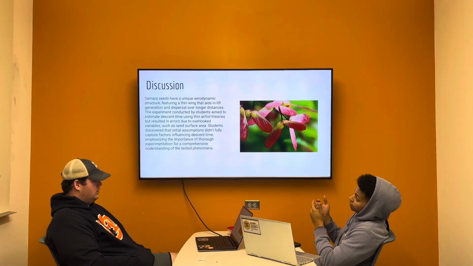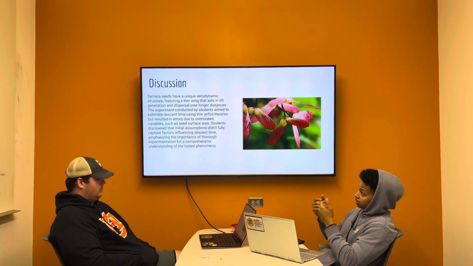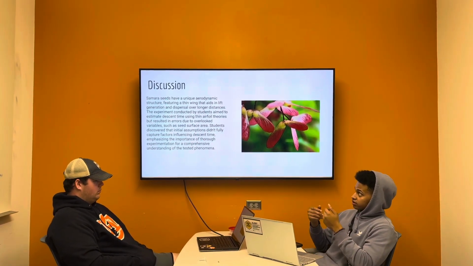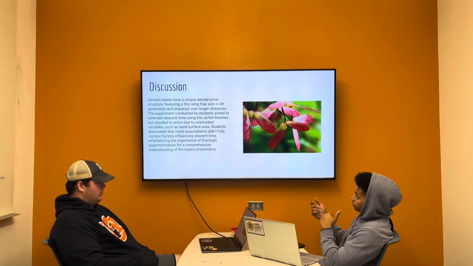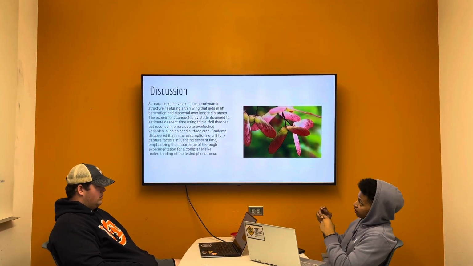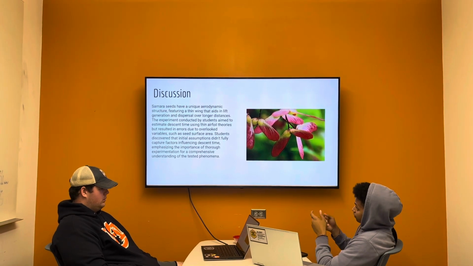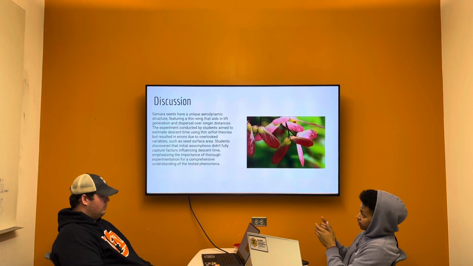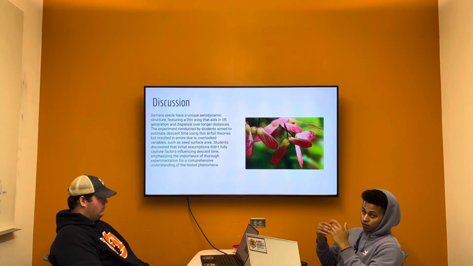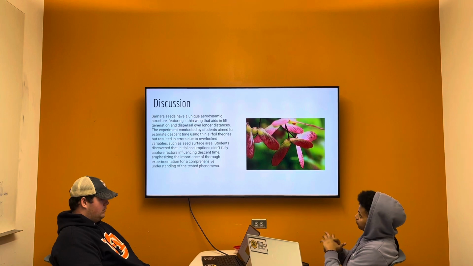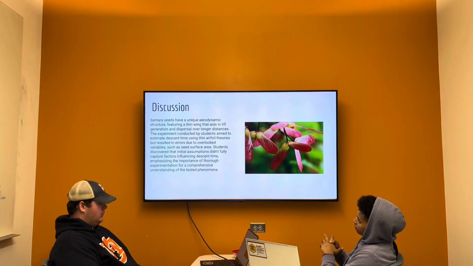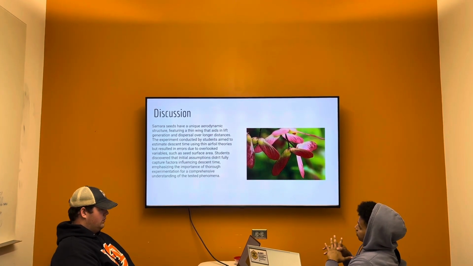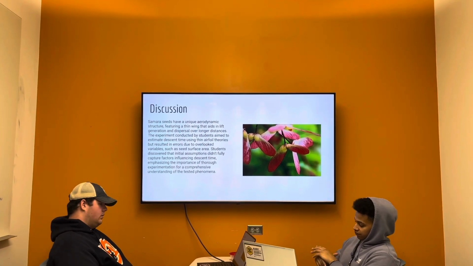And as you can see, the experiment that we conducted aimed to estimate the descent time using thin airfoil theories, but resulted in errors due to overlooked variables such as the seed surface area. So we also discovered that the initial assumptions didn't fully capture factors influencing descent time, as was shown in our results through our graphs. This emphasized the importance of thorough experimentation for comprehensive understanding of the tested phenomena.